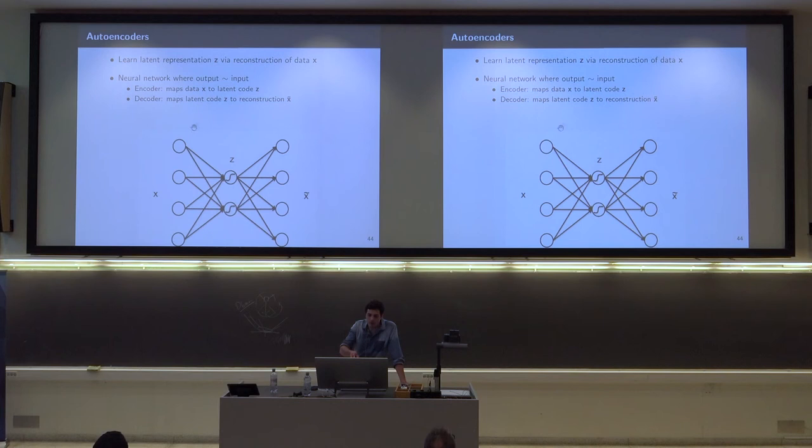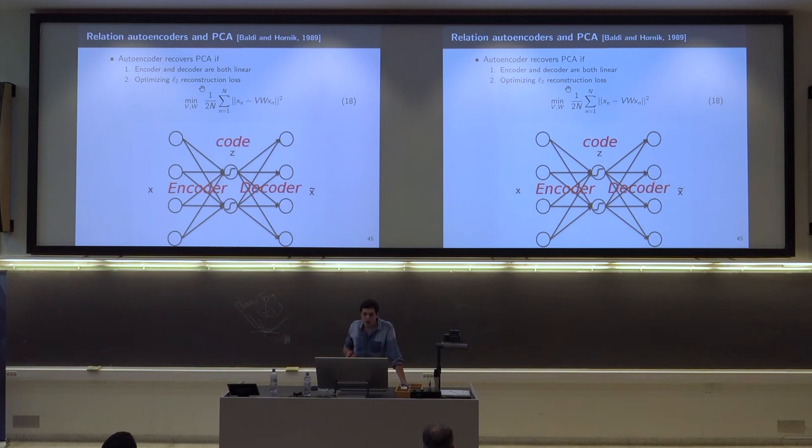So this is okay, and the loss to train these two networks is a reconstruction loss. That's the idea behind PCA. If our encoder here is linear and our decoder is also linear, and our reconstruction loss is the L2 reconstruction loss, then we get exactly PCA.